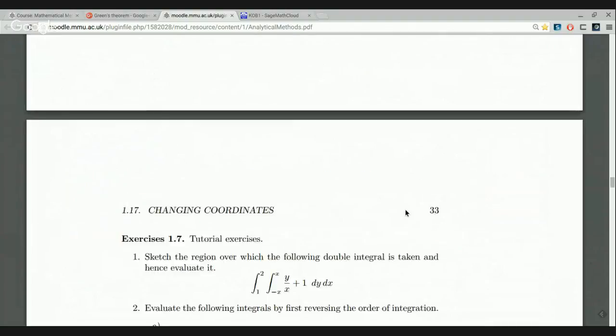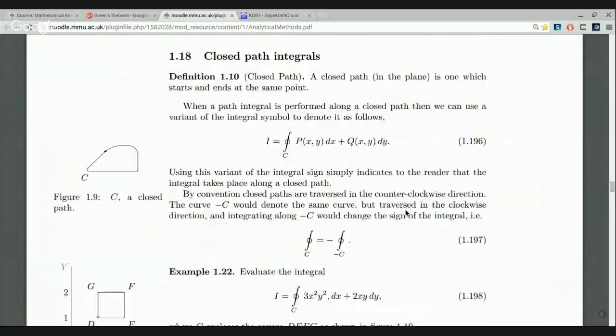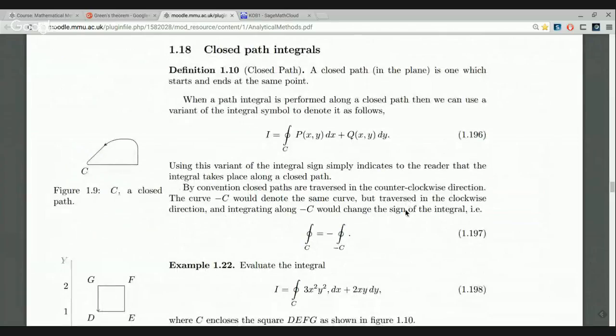So today we're coming on to the section on Green's theorem, which is the final section in these multivariable calculus notes. Green's theorem is a result which links together the two types of integrals we've been looking at for functions of two variables.